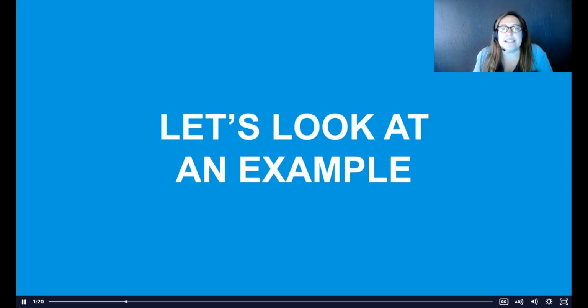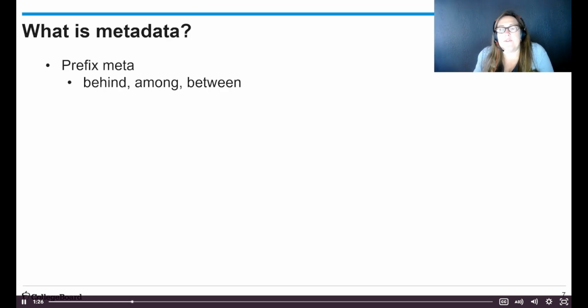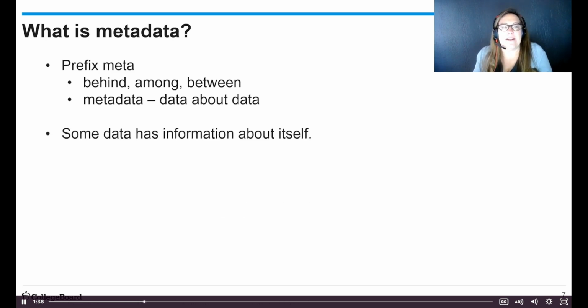So let's look at an example. What is metadata? Well, the prefix meta could be referred to as behind, among, between. So when I say metadata or data about data, well, it's kind of the data behind the scenes. Some data has information about itself, like who created it, when was it created, what's the size. But why do we care about this?